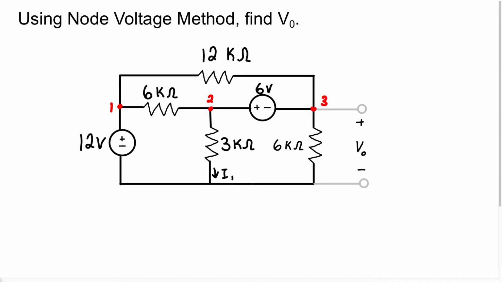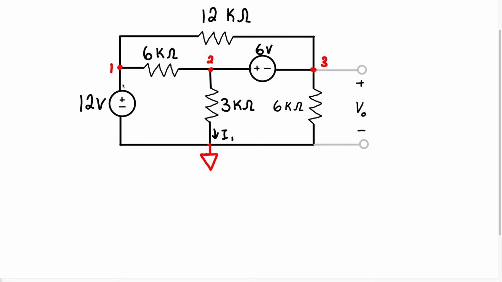And finally, we have an essential node at the bottom here, and I'm just going to call this node 4. But instead of writing node 4, I'm actually going to take this as our reference node. Now I'm going to begin to write node voltage equations at each node. Starting at node 1, I'm going to write the node voltage at node 1.